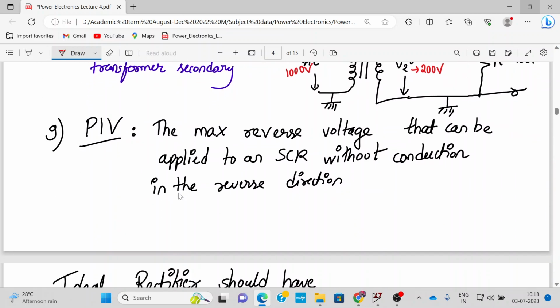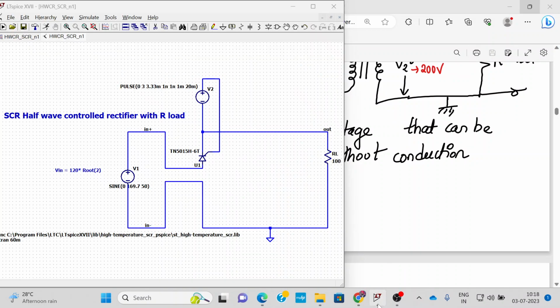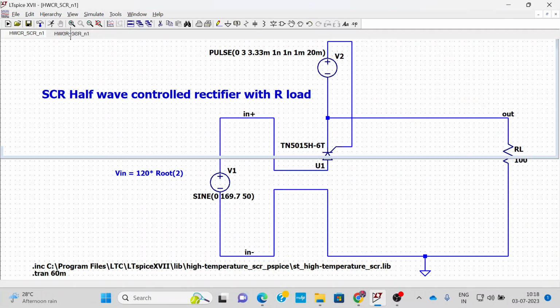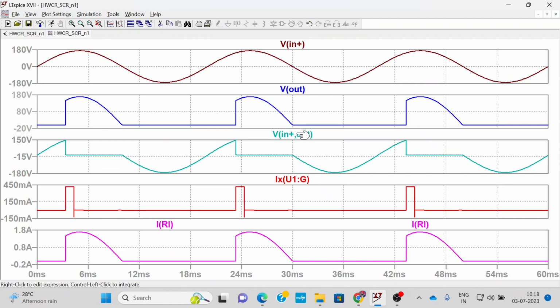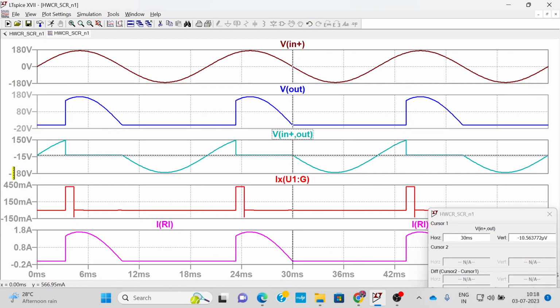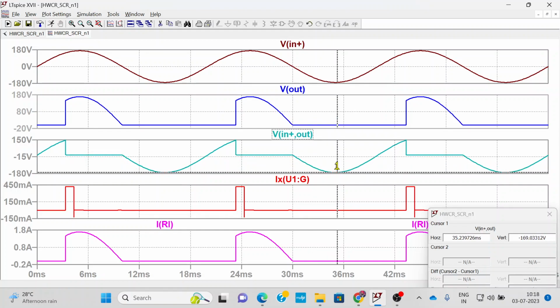Next, we talk about the PIV rating. PIV rating is the maximum reverse voltage that a diode can withstand without any damage. Let me explain it to you. Let me go to LT-Spice and check out the waveform for the voltage across the SCR. Now, this waveform is the voltage across the SCR. During the negative half cycle, the voltage across the SCR reaches minus 169, as you can see. It reaches minus Vm. That means in reverse bias, the voltage across the SCR is minus 169.